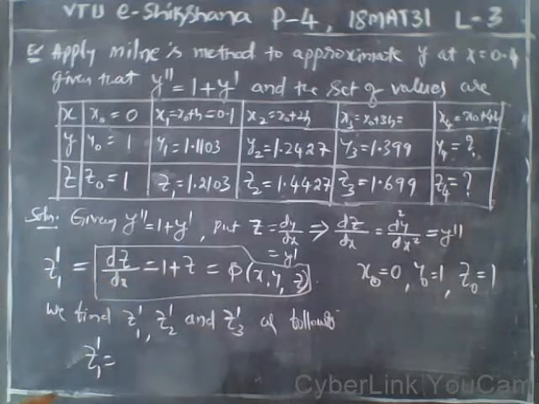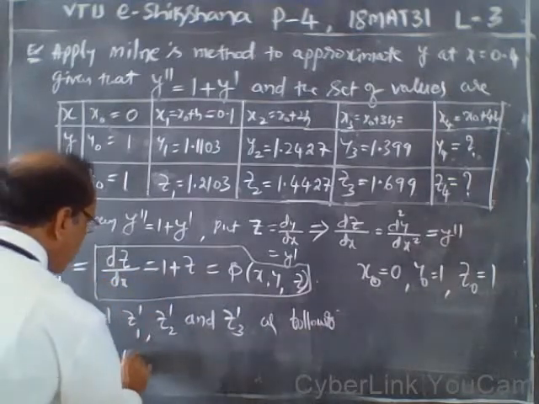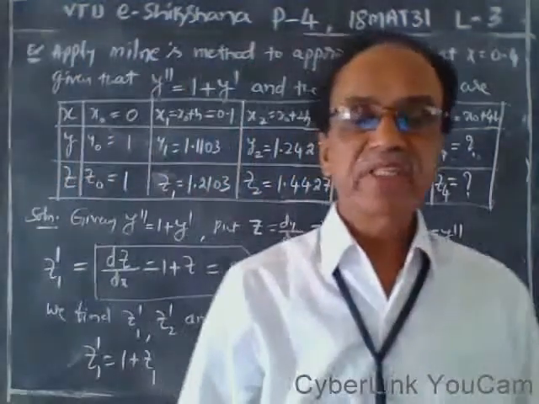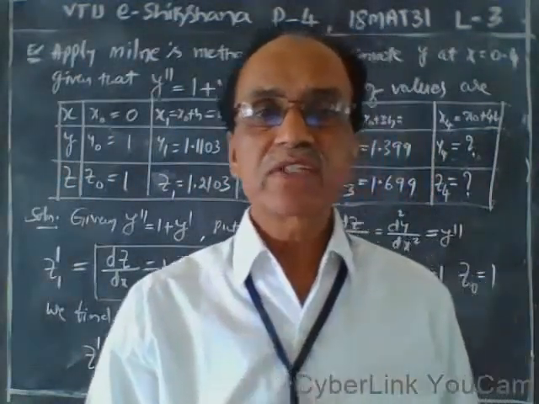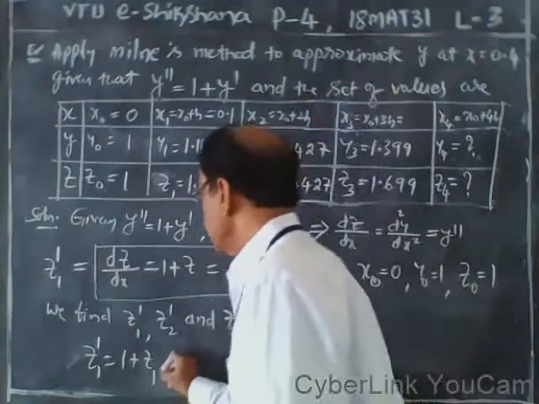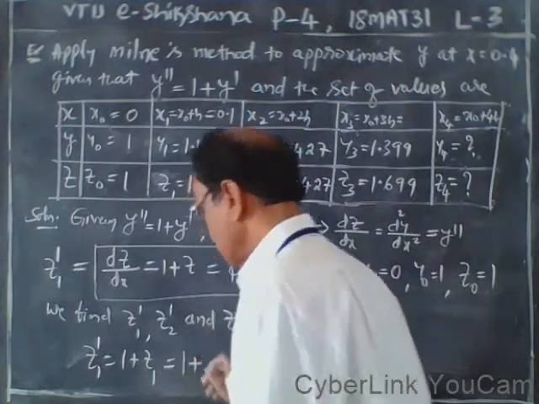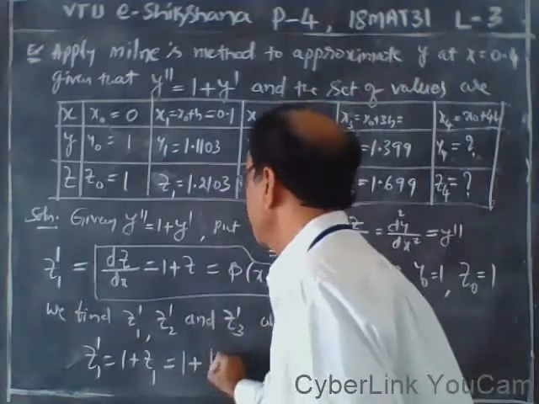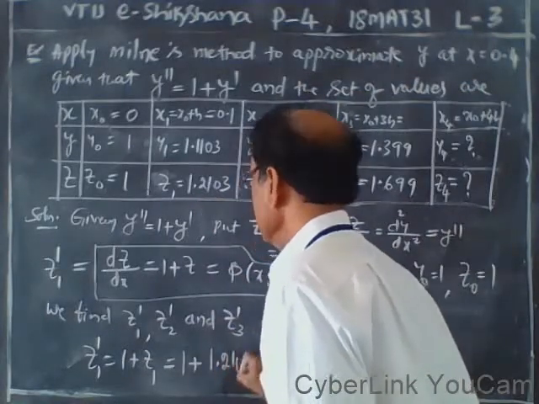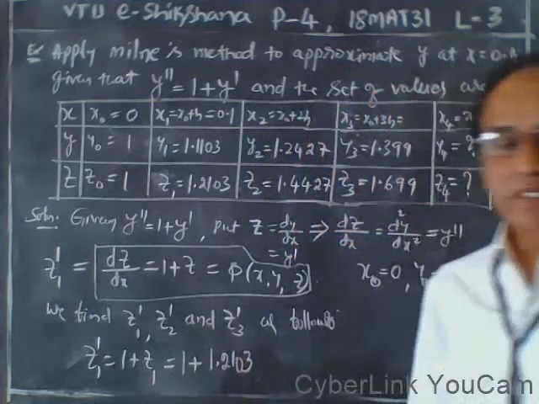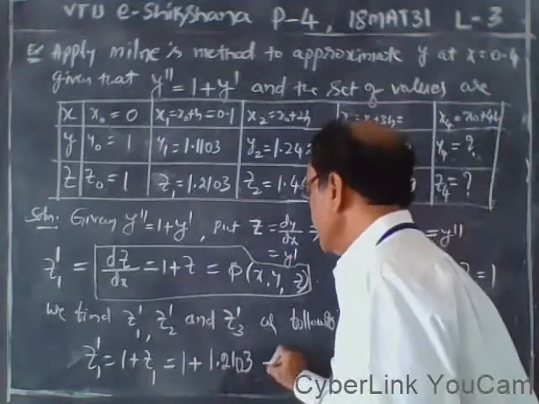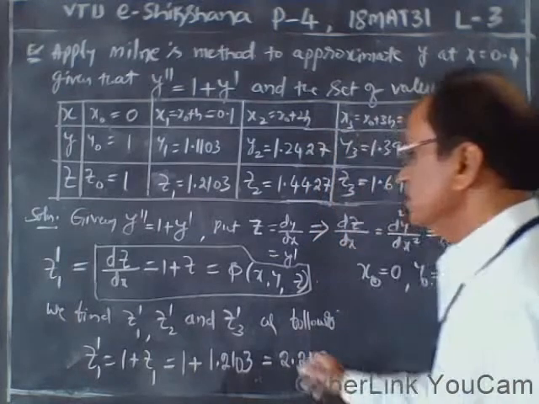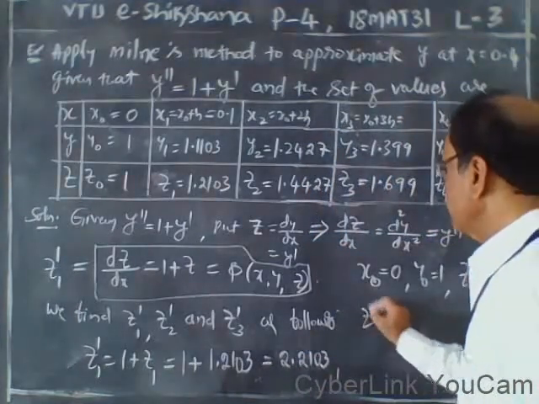This is the equation. The right side becomes 1 plus z. Z becomes z1 at x equal to x1 and y equal to y1. So z1 dash is 1 plus of z1, which is 1 plus 1.2103. That is equal to 2.2103.